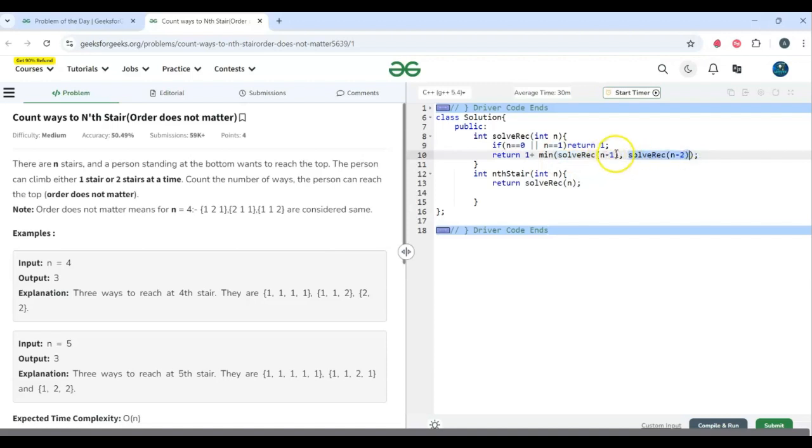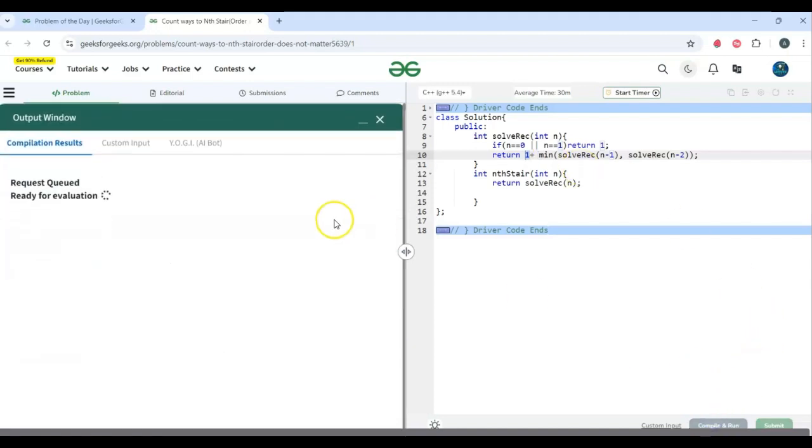One would be by taking one step back, so n minus 1, and another way would be to take two steps back, which would be n minus 2. Finally we'll take the minimum of these two recursive calls, and we'll add 1 to it to include the current step as well. So let's compile and run this. So let's submit.